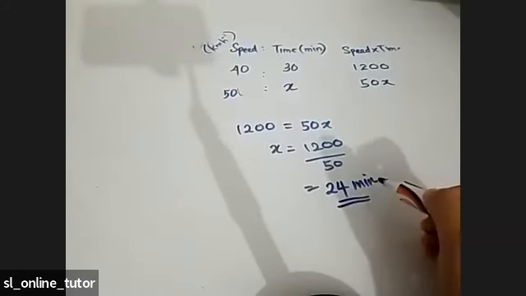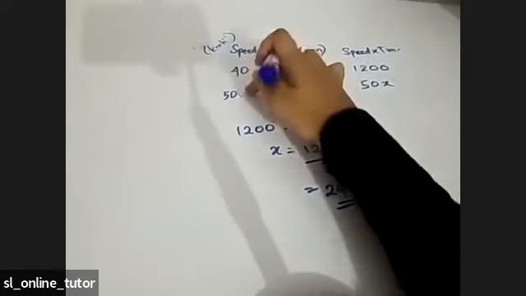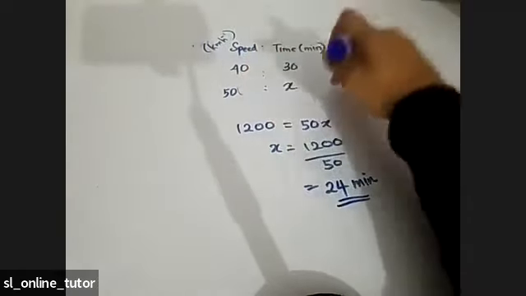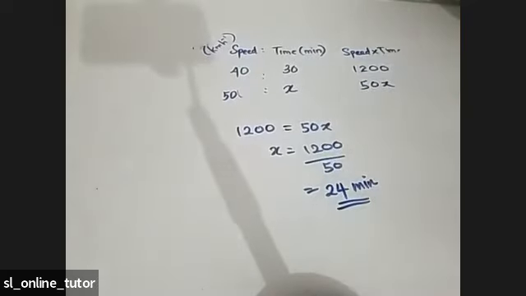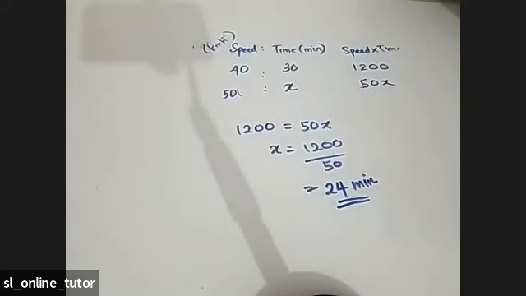No need to convert and all, because they have given these two speeds in kilometers per hour and they are asking the answer in minutes. So you don't want to do any conversion. Directly you can get 24 minutes. How many of you got 24 minutes? Raise your hand. Only 2. 3. Very good. Right. Good. Okay. It's very easy.